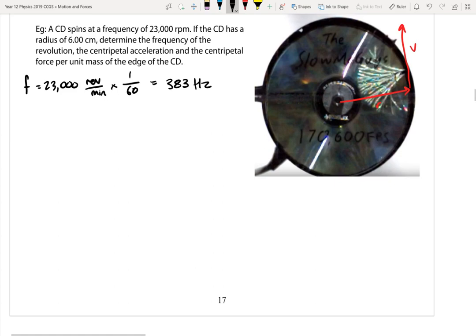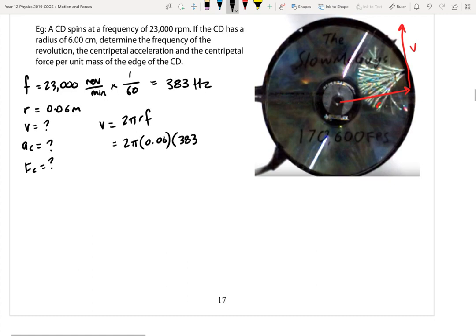We'll do a side mission. We could find A centripetal first, but let's just go R equals 0.06 meters, V equals question mark, A centripetal equals question mark, and F centripetal equals question mark. So let's try and see what we can find. So V equals 2 pi R F, or 2 pi times 0.06 times 383.